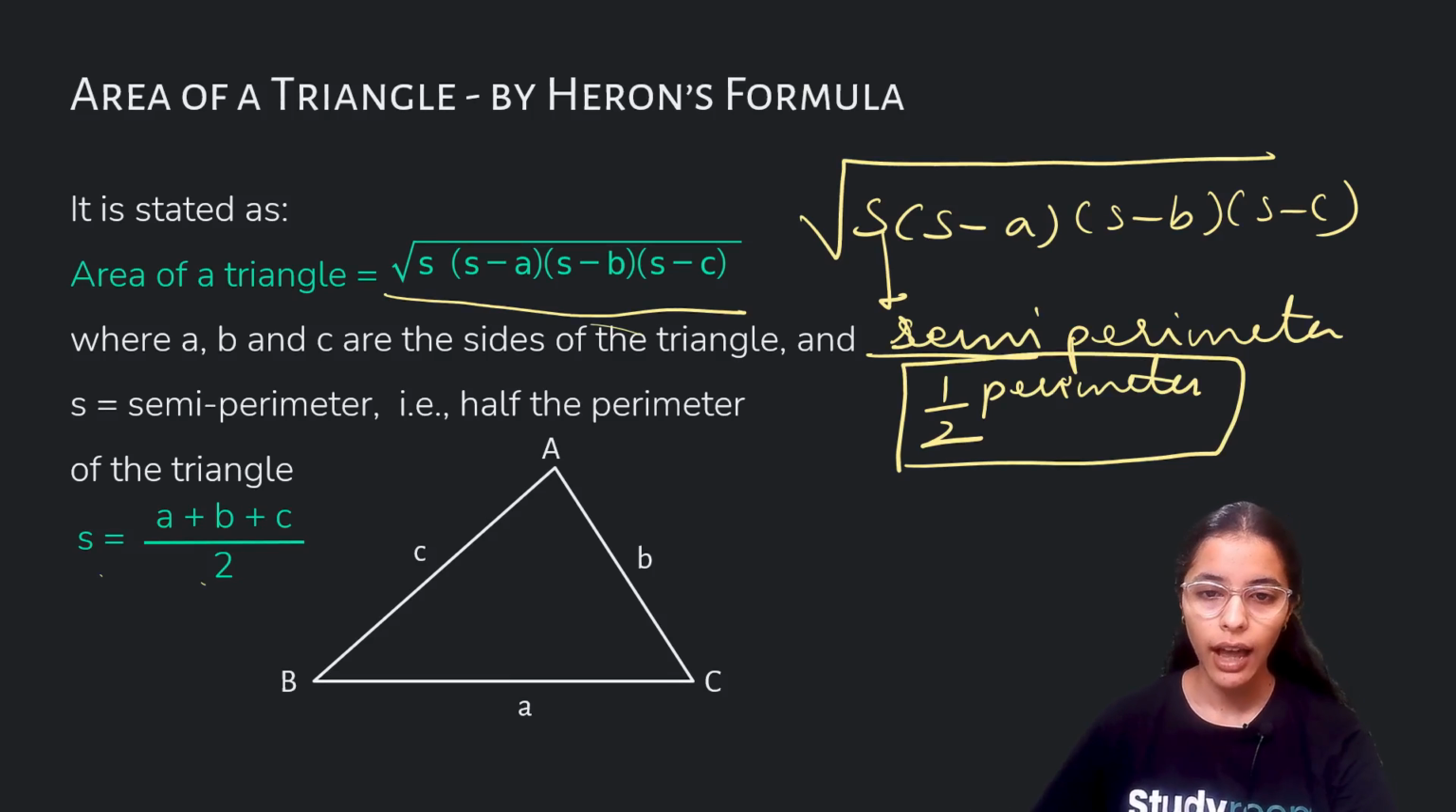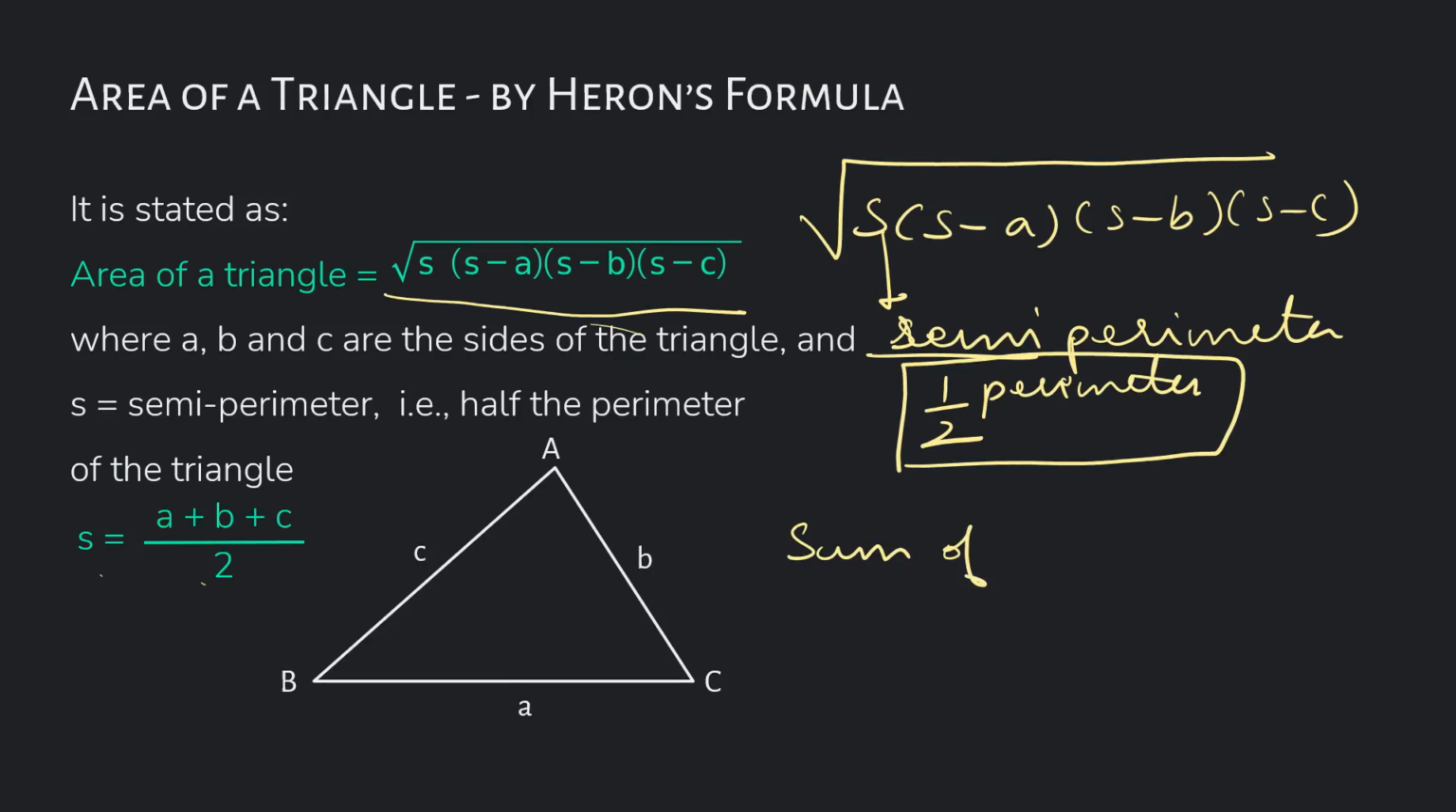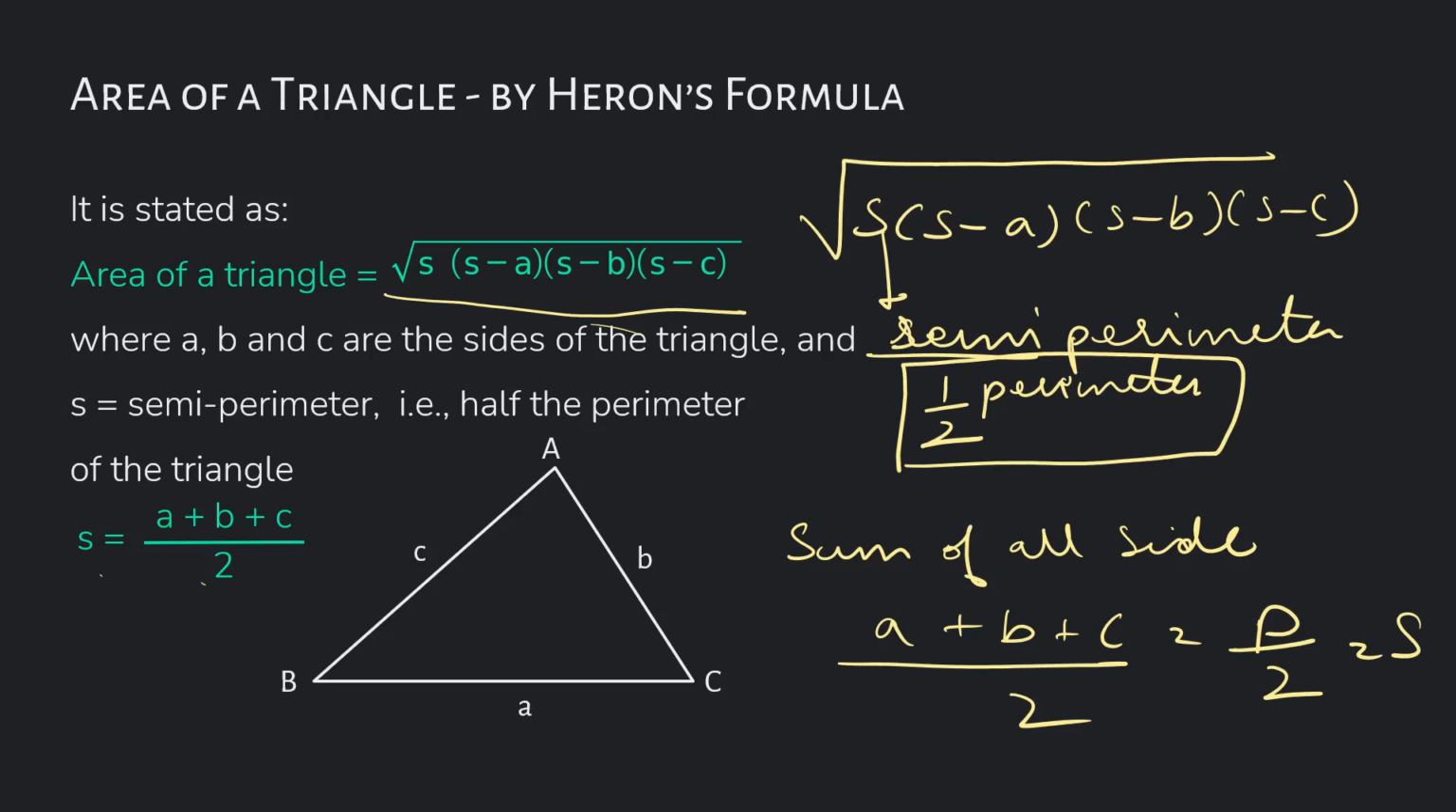Now perimeter is the sum of all sides. So here our sides are given to be a, b, c. a plus b plus c is our perimeter. Now to get the semi-perimeter, all we have to do is divide by 2. This is our semi-perimeter. So what the formula says is that we first take the semi-perimeter, then the semi-perimeter minus one of the lengths, then minus another length, then minus the other length. We multiply all these and take the square root. This gives us the area of the triangle.